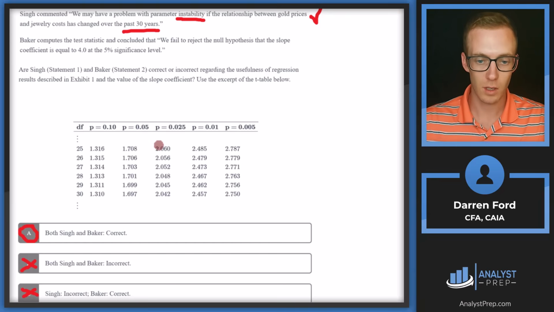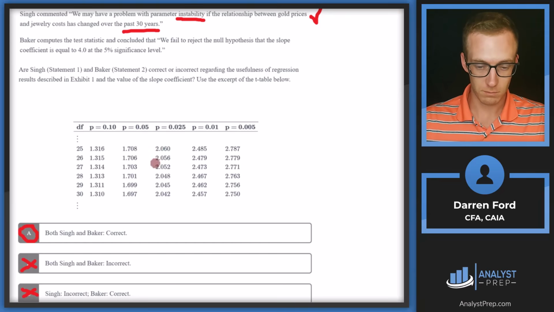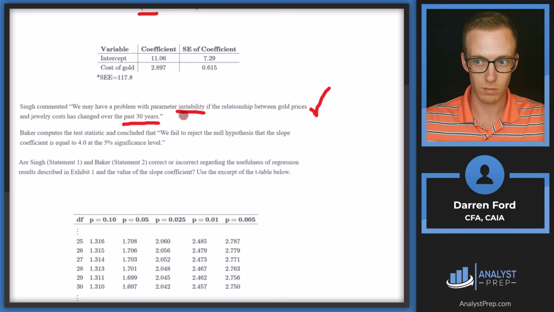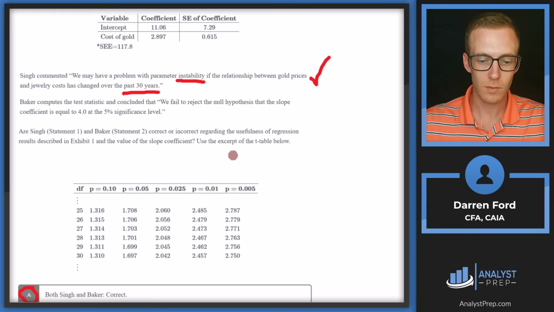But let's look at Baker's statement as well, just to suss this out and make sure we understand why this one is correct, since it should be according to our question. All right, so we need to compute the test statistic. So we fail to reject the null hypothesis. The slope coefficient is equal to 4 at a 5% significance level.